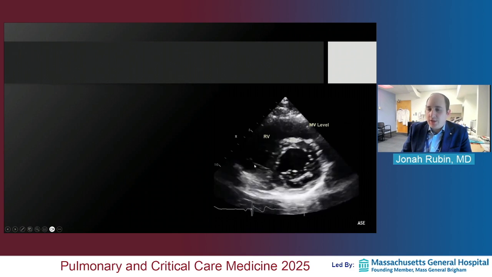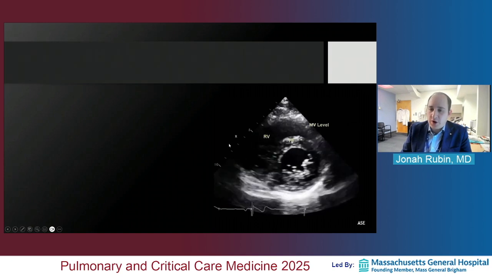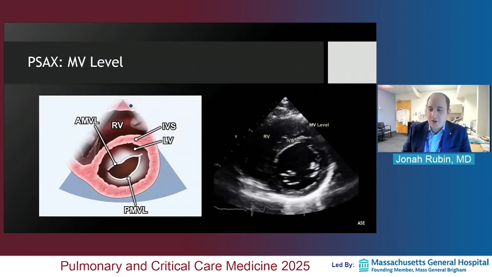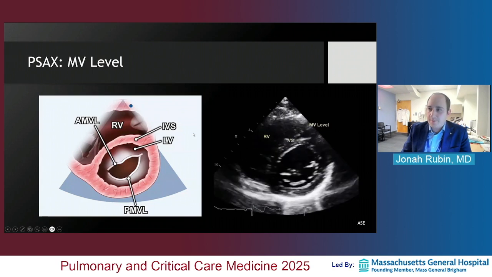And it's not the greatest view to comment on RV size, but if you're able to see an RV that is outrageously larger than the LV, that might clue you into RV size as well, although that's going to be best assessed from the apical 4-chamber view. So: interventricular septum, mitral valve, anterior leaflet, posterior mitral valve leaflet, RV.